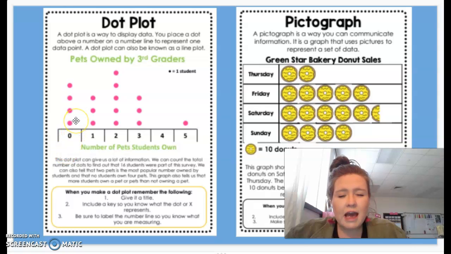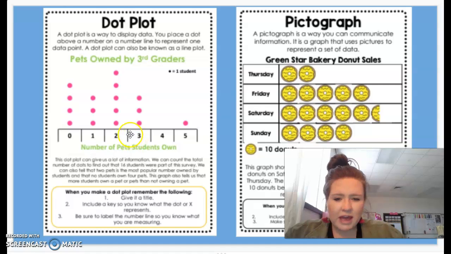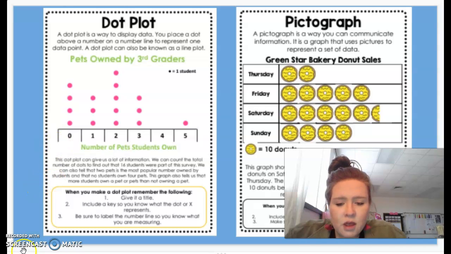This graph also tells us that more students own a pet or pets than not owning a pet. So how many students don't own a pet at all? Good. 4 students don't own a pet at all, but 12 students do own a pet, okay? So more students own a pet than the number of students that don't own a pet at all.